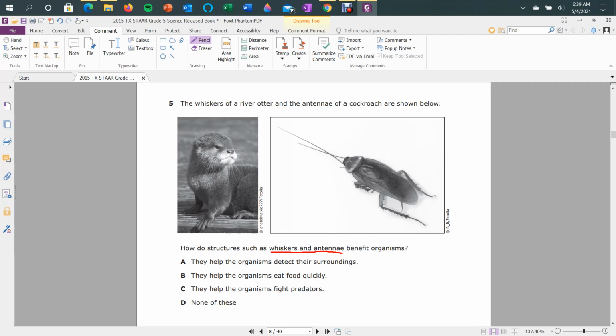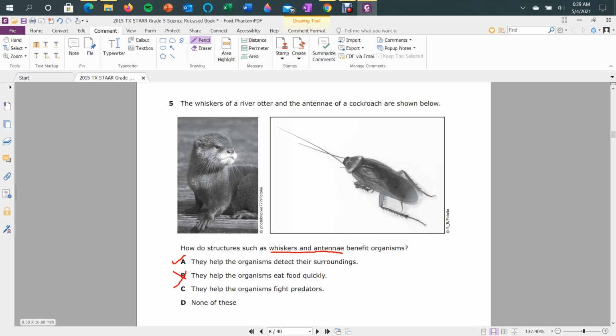All right, so we use our arms to do that because we don't just want to run around with our arms down to our side and just run into something. So they help the organism detect their surroundings. That's probably a possibility. They help the organism eat food quickly. No, the whiskers and antennae. Can you imagine your dog or cat eating with their whiskers? Ha! That'd be kind of funny looking.